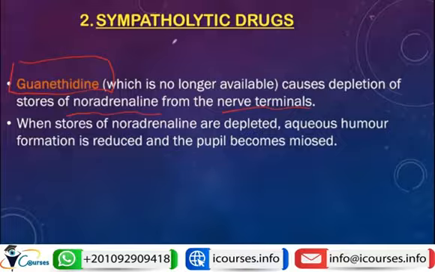So at the nerve terminal, when the sympatholytic drug is administered, it will cause depletion of noradrenaline from these nerve terminals. So when these stores are depleted and vanish, then the aqueous humor formation is reduced due to their effects on the aqueous production, and the pupil becomes miosed. So the pupil can be constricted by another mechanism, but it is not used in practice.